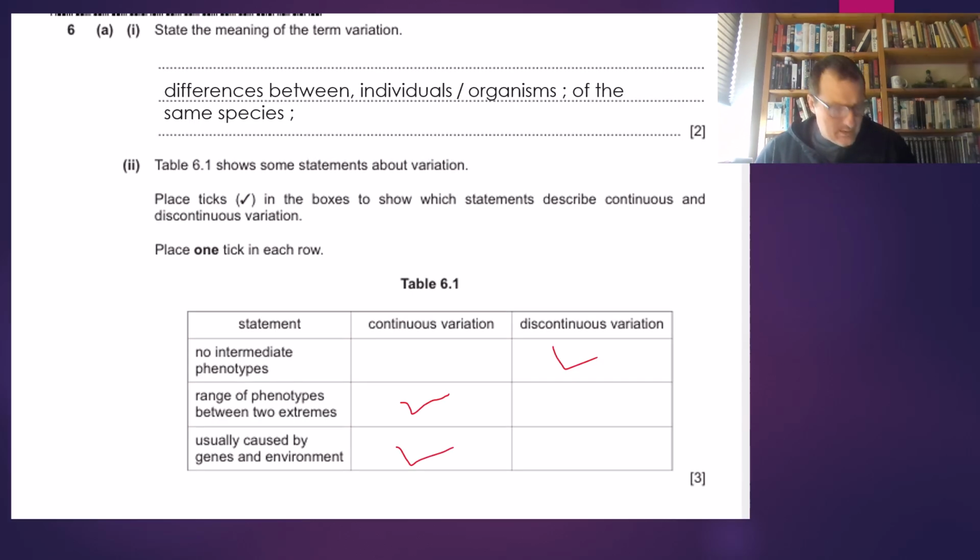If you look at the keyword, and that is on page 348 in our standard textbook here, well, variation is difference between the individuals of the same species. So that is the answer you need to give. All right. If there are no intermediate phenotypes, that is discontinuous variation. If there's a range of phenotypes between 2 extremes, that is continuous variation. And if it's usually caused by genes and the environment both together, it is continuous variation.